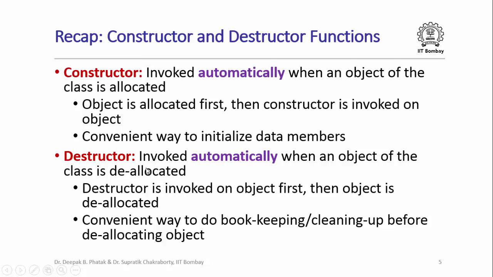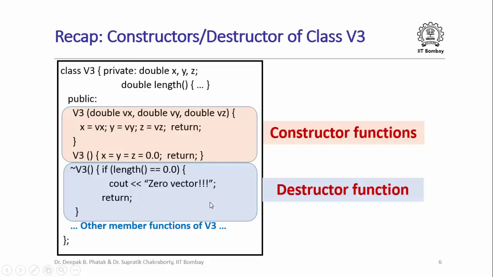We had also studied that a destructor function of a class gets invoked automatically whenever an object of the class is deallocated. In fact, the destructor function is first invoked on the object, and once the destructor function returns, having completed its task, then the object is deallocated. And we had also studied that this can be a convenient way to do some bookkeeping and cleaning up operations before actually deallocating an object.